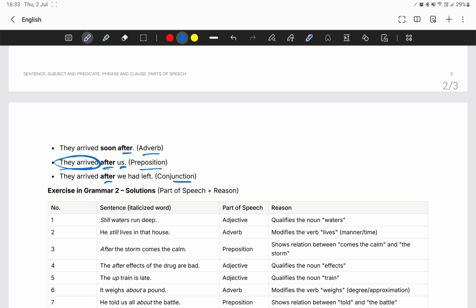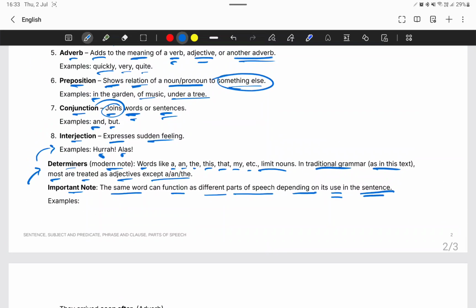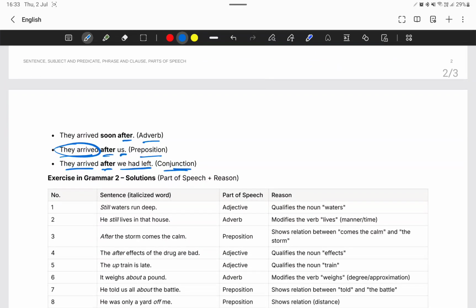Next, if we look at the example, they arrived, we had left. These are two sentences. They arrived is one sentence and we had left is another sentence, and they are connected by 'after'. So there, 'after' is a conjunction because it connects two sentences. We understand that conjunction joins words or sentences by 'and', 'but', 'or', and so on. Here it is connected by 'after', so it works as a conjunction.